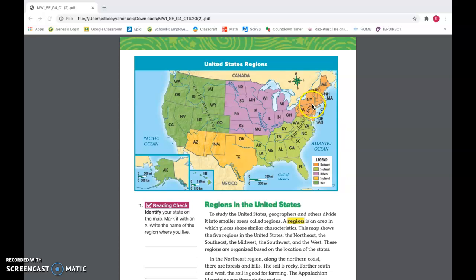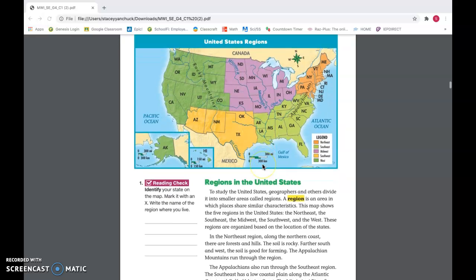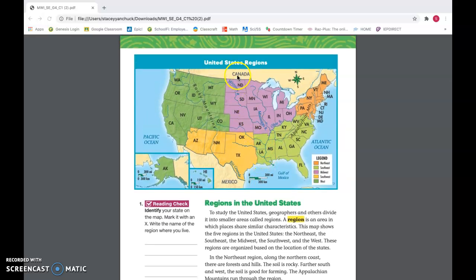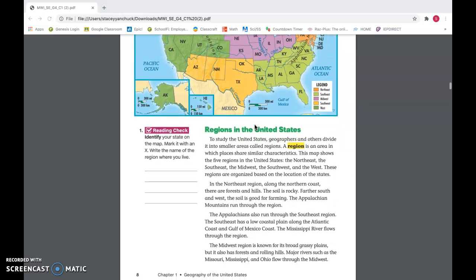So we have the Appalachian Mountains over on the east coast, and we have the Rocky Mountains over on the west coast. We have a couple of different major rivers like the Ohio River, the Mississippi River, and the Missouri River, which all run into here. And the Rio Grande right here cuts off the United States from Mexico. And then we also have Alaska over here. So we're going to start reading about these United States regions a little bit more.